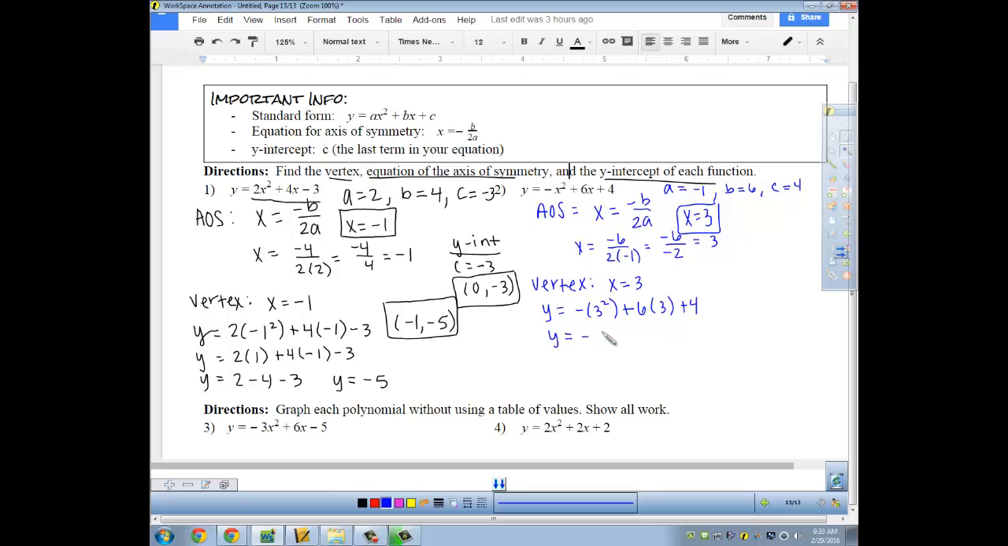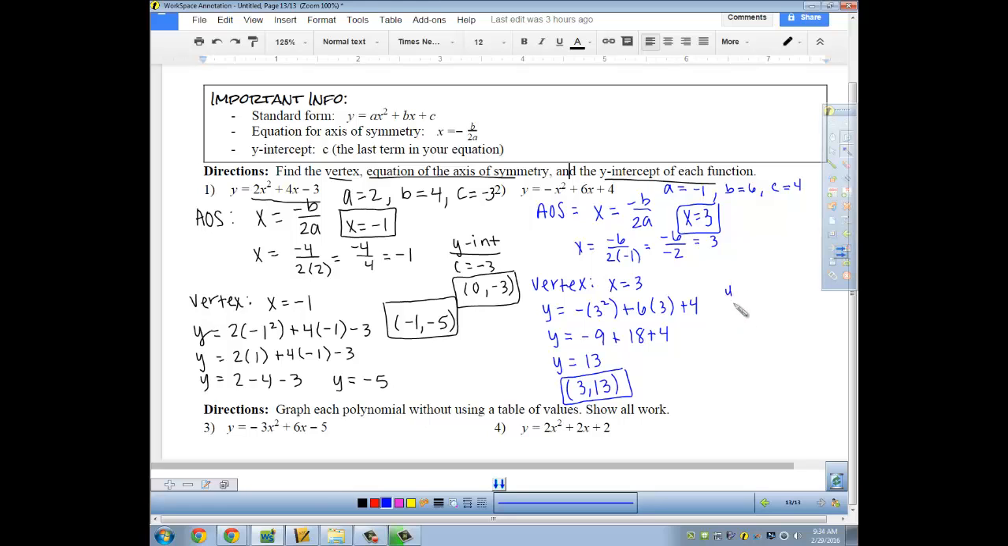So 3 squared is 9, so that's a negative 9, because remember you do exponents first, so that negative is going to go out in front. Plus 6 times 3 is 18, plus 4. Negative 9 plus 18 plus 4 is going to give me 13. So I take my x value, which is 3, my y value 13, and that would be my vertex.